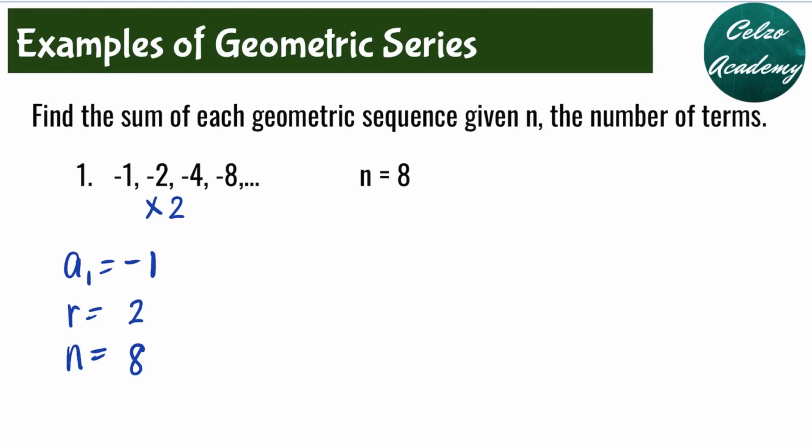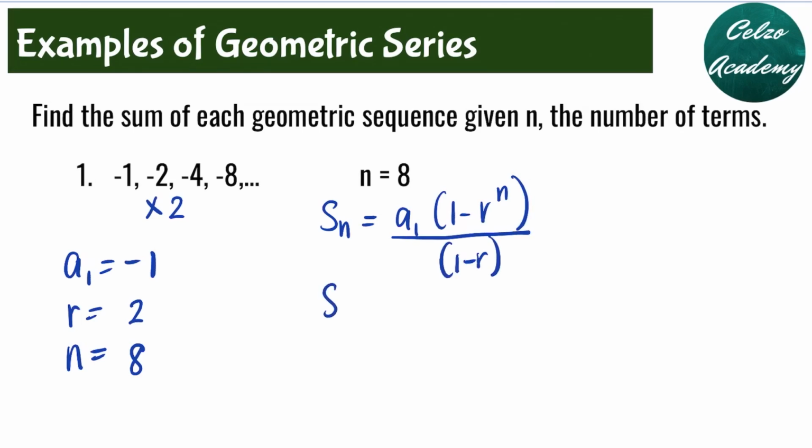And you can determine the r by dividing negative 2 divided by negative 1, negative 4 divided by negative 2, and negative 8 divided by negative 4. That gives us a common ratio. Now we will use the formula S sub n is equal to a sub 1 times 1 minus r to the n, all over 1 minus r.